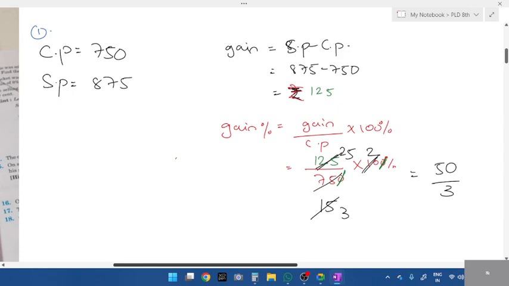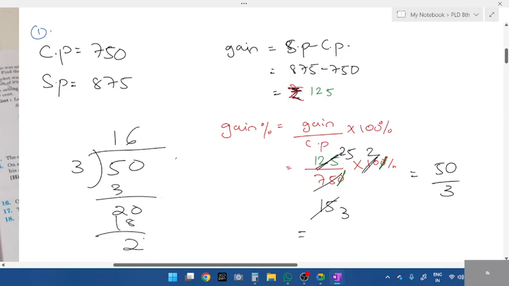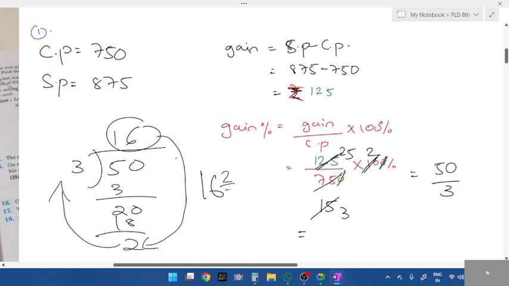Yeah, just a minute, students. Tell me, what's the answer? 50 divided by 3. 3 ones are 3. Remainder is 2. 3 sixes are 18. Remainder is 2, right? How do you convert into a mixed fraction? If not, I'll explain once. The quotient should be written first, then go in a clockwise direction: 16 2 by 3.